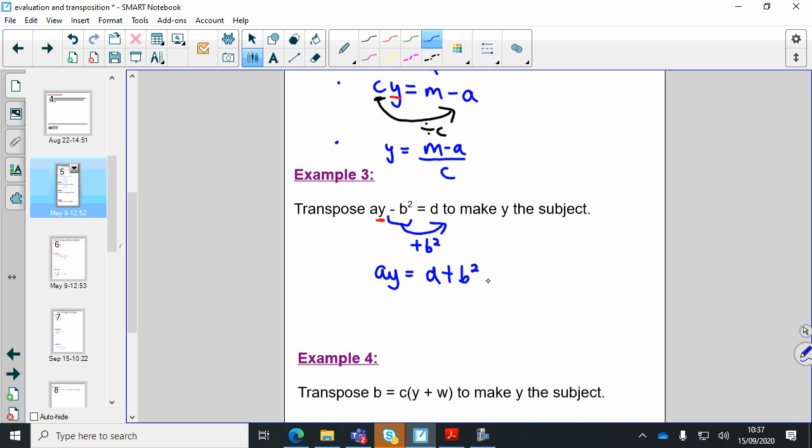And then as above, we need to think, well, what is happening to the y? Well, it's been multiplied by a at the moment. So if I bring the a across to this side, I need to divide by a. So that gives me y equals d plus b squared all over a. And now what we have is this transposed for y.